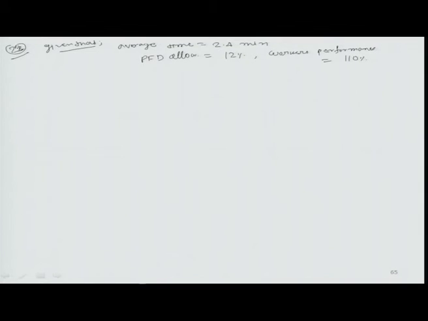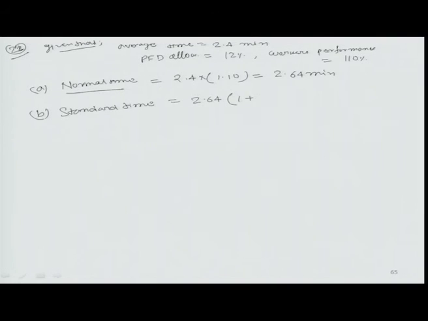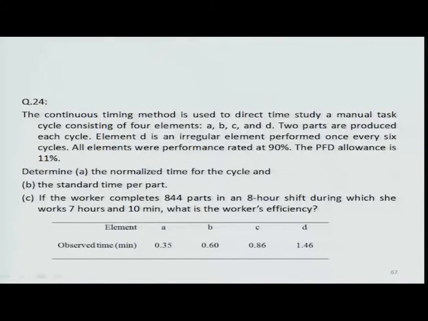Okay. So first we will have to calculate normal time, and normal time is equal to average time 2.4 into worker's performance 1.10, so that will be equal to 2.64 minutes. Then on the basis of normal time, we will calculate standard time, which is equal to 2.64, the normal time, times 1 plus PFD allowance 0.12, which is equal to 2.957 minutes.